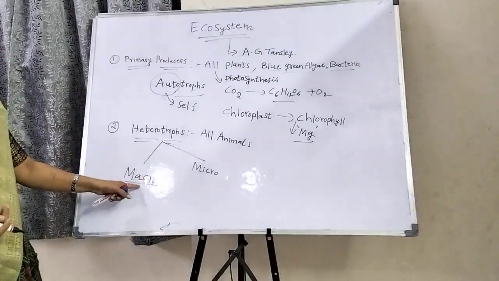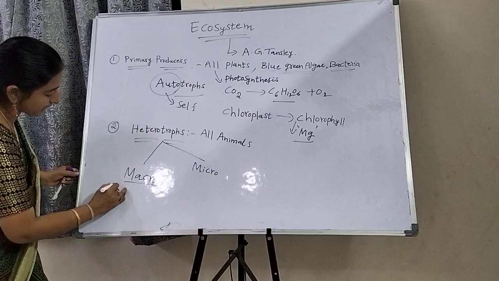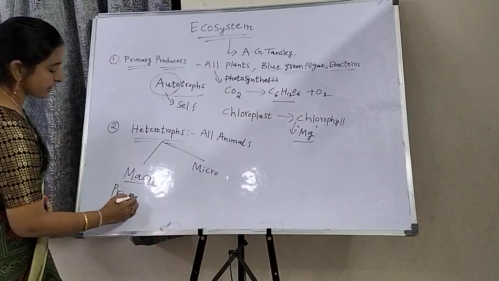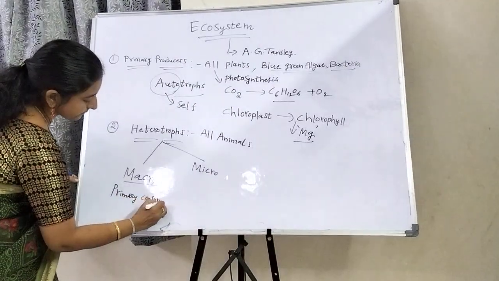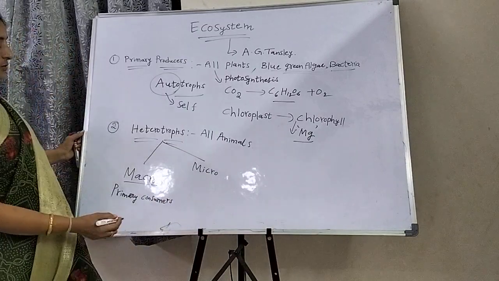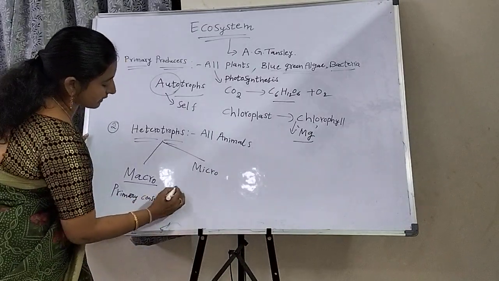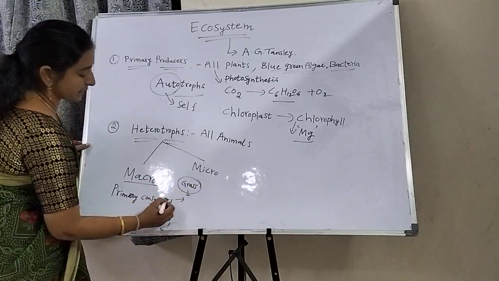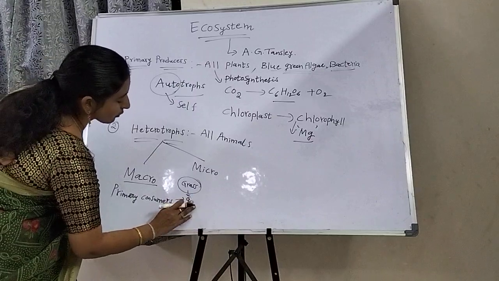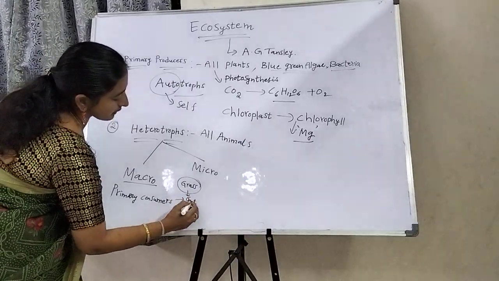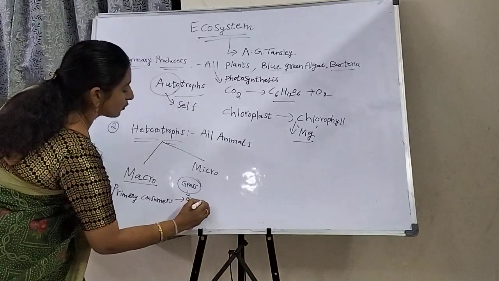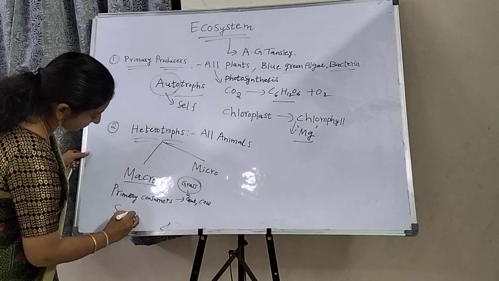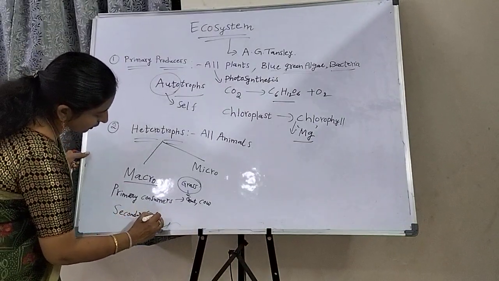These macro consumers are also primary consumers. For example, grass is the producer, and the primary consumer is goat or cow. Then, secondary consumers.